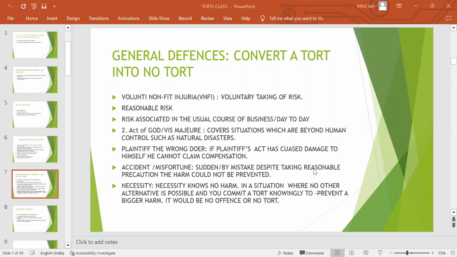So, can this be the exception in voluntary non-fit injuria as well? No, there is a difference. In voluntary non-fit injuria, the person who consented for the rescue or consented for the risk suffered the injuries, right? Yes, sir. But in this case, the person who consented for the risk has not suffered the injuries. Yes, sir. Understood?